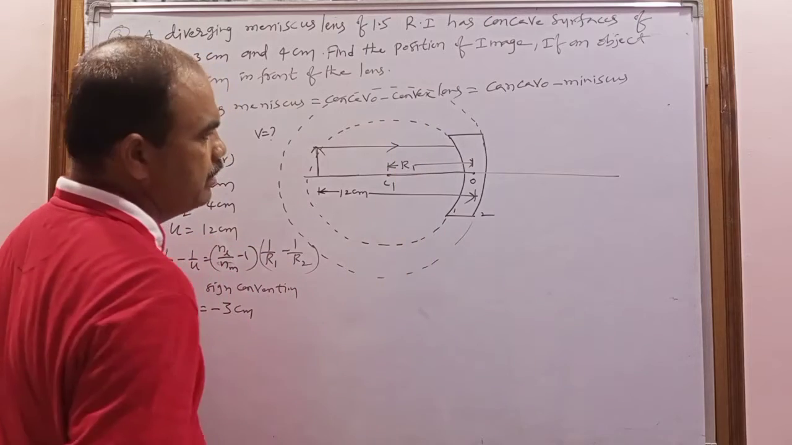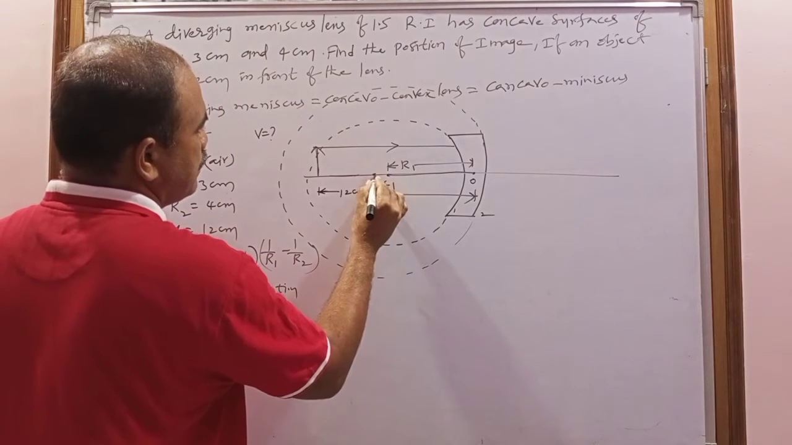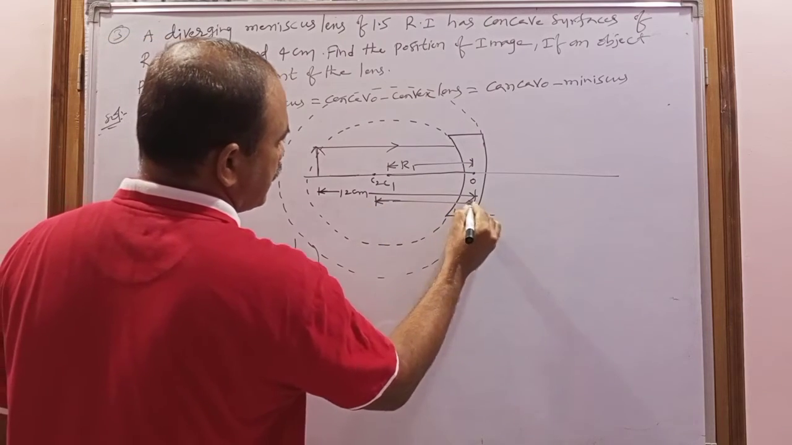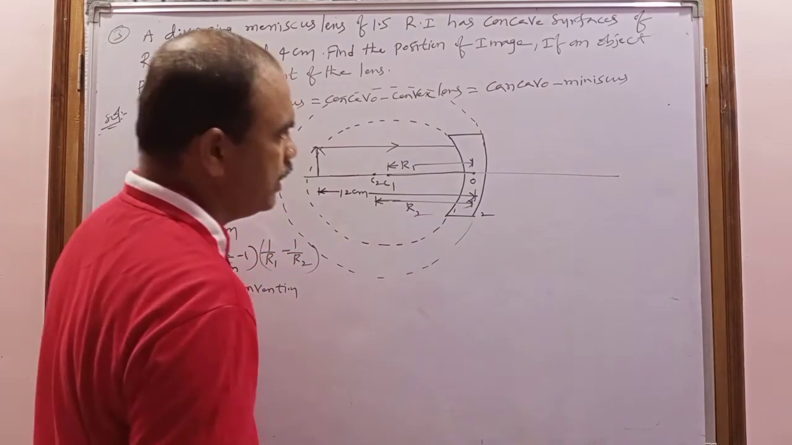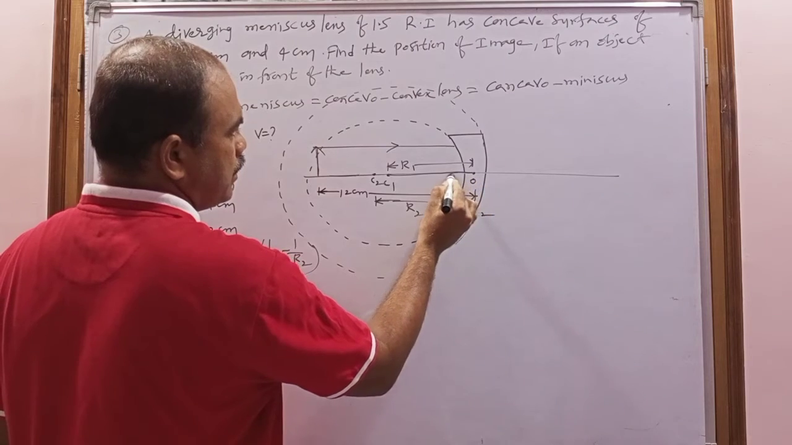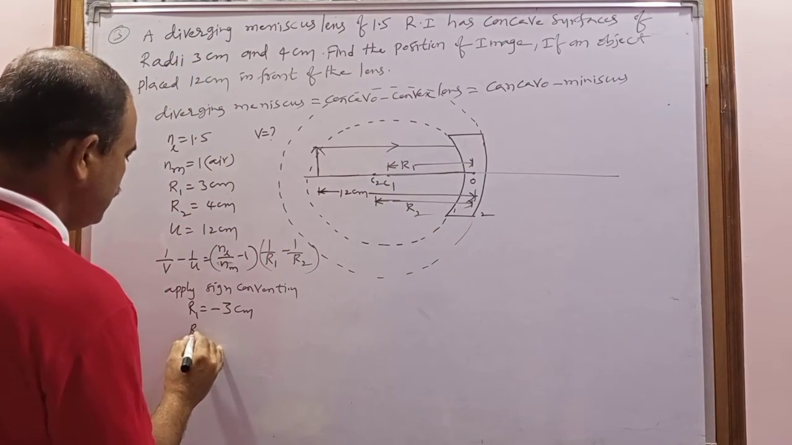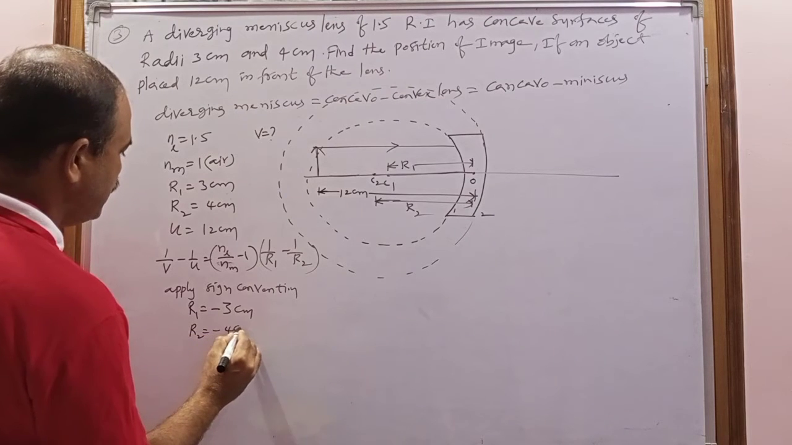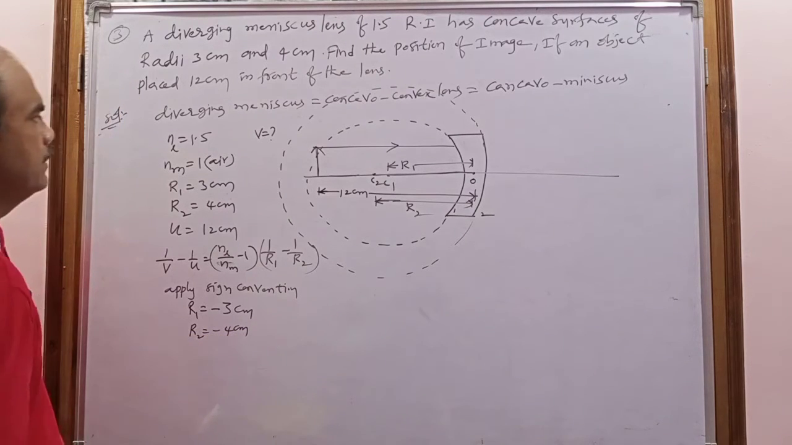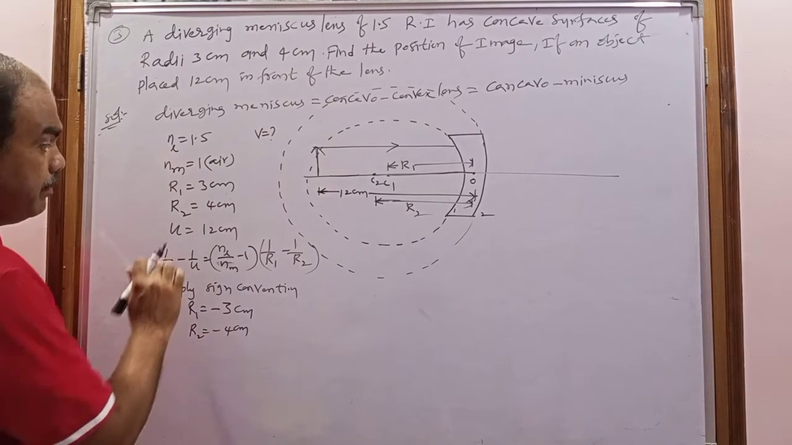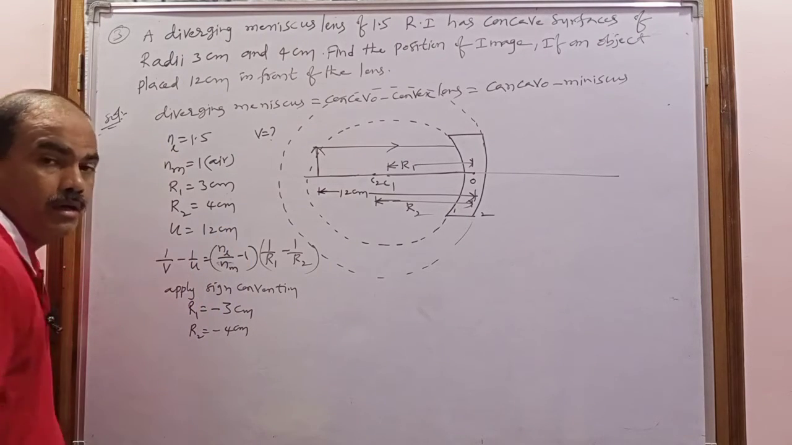Next, taking the second surface, when you draw the sphere, you get the sphere. The center of the sphere is considered C2. The distance from C2 to the optic center is R2. Again, to measure R2, you move opposite to the incident ray. That's why R2 is again negative, that is minus 4 centimeter. And in the problem, what else is given? The object distance.